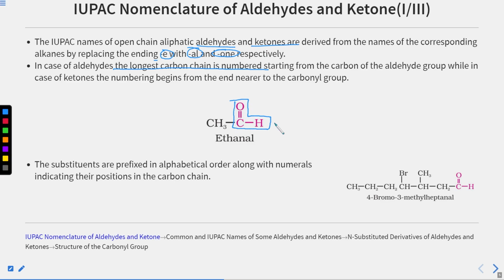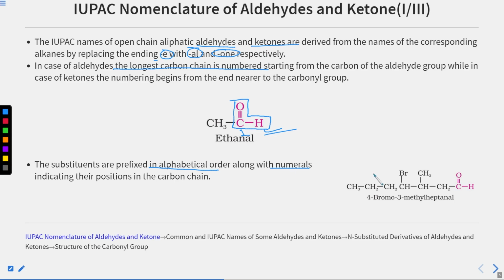So here are two examples of aldehyde. This is ethanal, and this is another aldehyde which has a long carbon chain. Forget about it, just look at the structure of this aldehyde. You will see that this aldehyde is present at the extreme right terminal of this chain. So for numbering this compound, we will start numbering from this side in case of aldehyde, and for ketone we will start numbering from that side where the carbon attached to oxygen comes first. Clear? Now the substituents are prefixed in alphabetic order along with numerals.